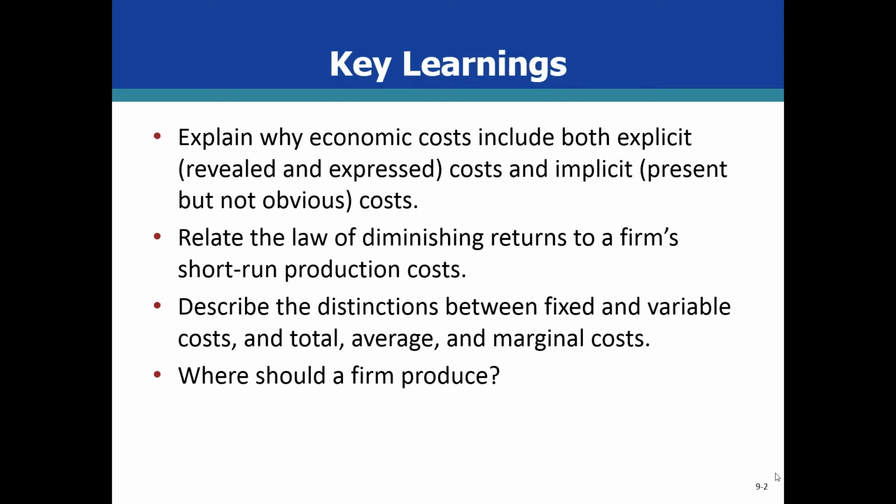We'll relate the law of diminishing returns to a firm's short-run production cost, describe the distinctions between fixed and variable costs, and explain total, average, and marginal costs. We will also review where a firm should produce or not produce depending on a firm's marginal cost and marginal product.